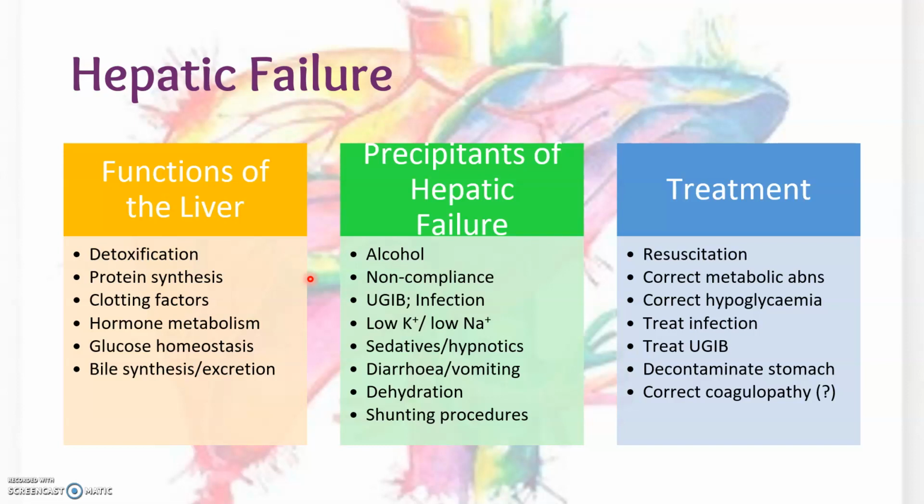Common precipitants include alcohol, non-compliance with medication. So these are precipitants in patients with chronic liver disease. Gastrointestinal bleeding or infection, hypokalemia or hyponatremia, the use of sedative hypnotic drugs, diarrhea, vomiting, and dehydration, or sometimes patients who have shunting procedures for portal hypertension develop hepatic failure as well.